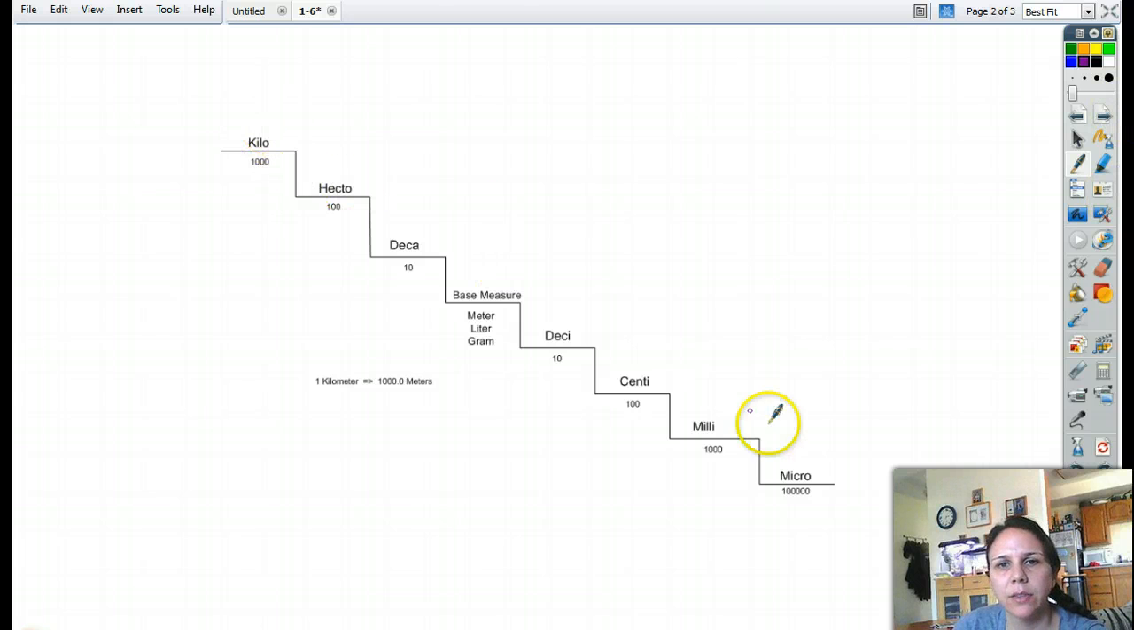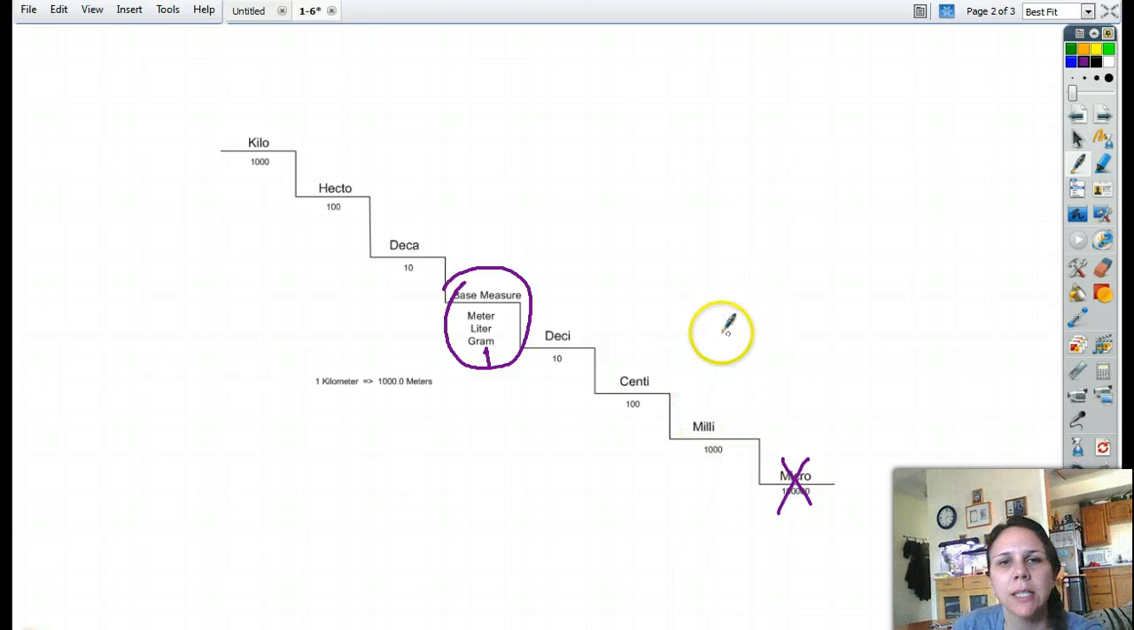Here is the staircase to help you figure out how to go back and forth from each one. So here's my ones place, my base right here, liters, meters, grams. And then here's the kids have dropped over dead converting metrics. Don't worry about micro for right now. And then there's numbers underneath. 1,000, 100, 10. This would be 1, and then 10, 100, 1,000.